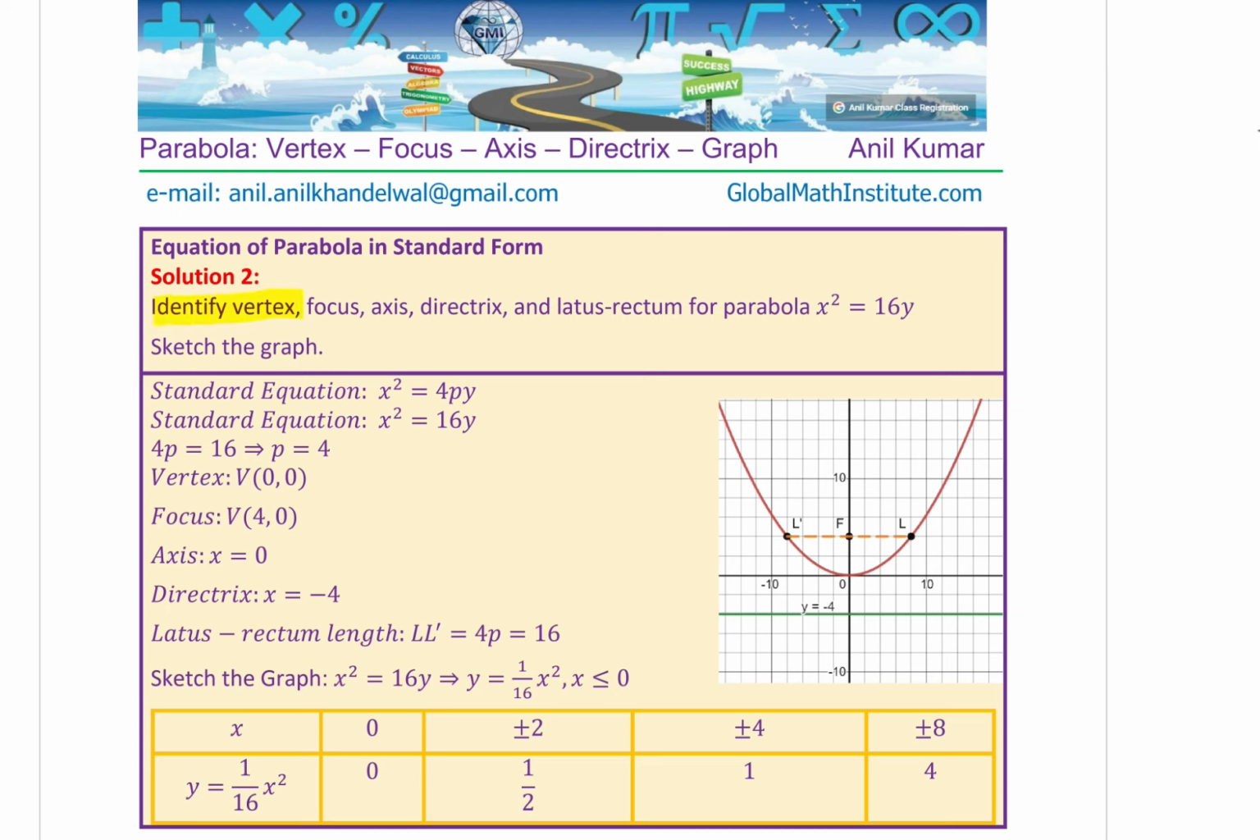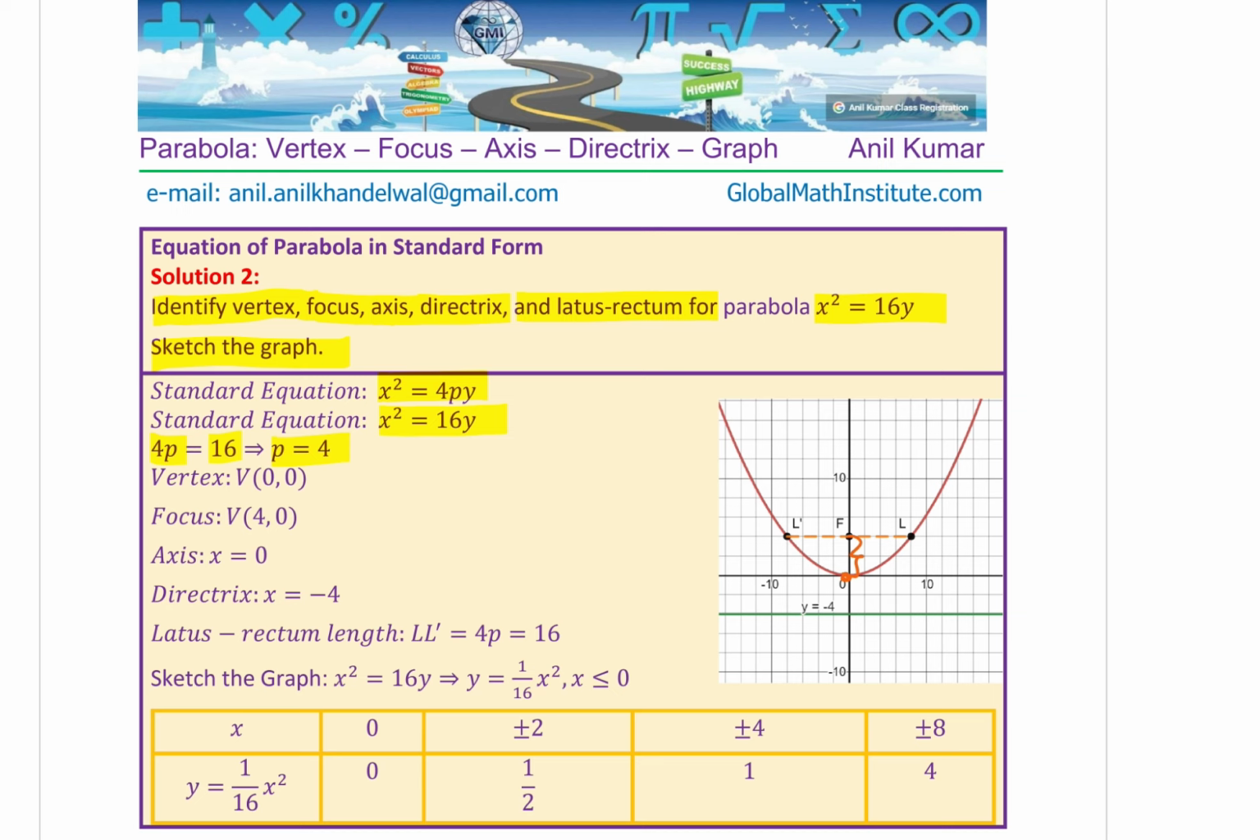So we need to identify the vertex, focus, axis, directrix, and the latus rectum for the parabola x squared equals 16y. And then we are going to sketch the graph. The standard form of the equation is x squared equals 4py. When you compare it with x squared equals 16y, we know 4p is 16, and therefore p is equal to 4. Now what is p? p is the distance between the vertex and the focal point.